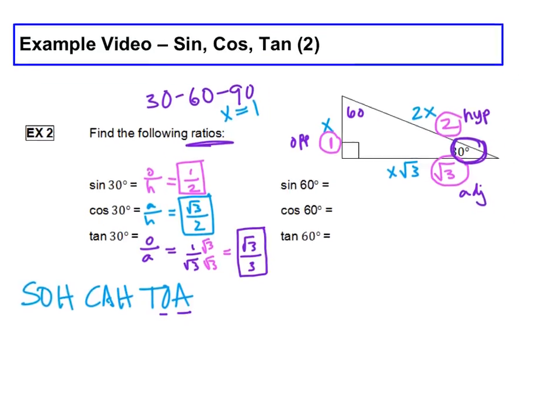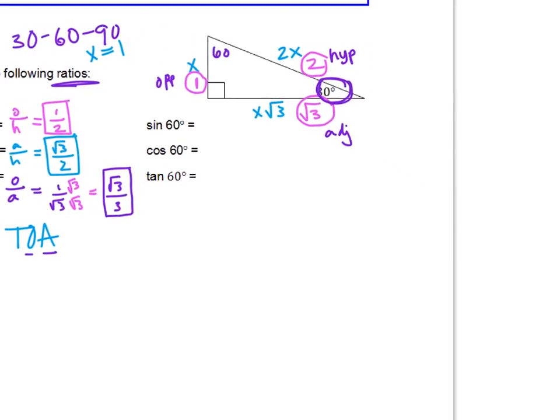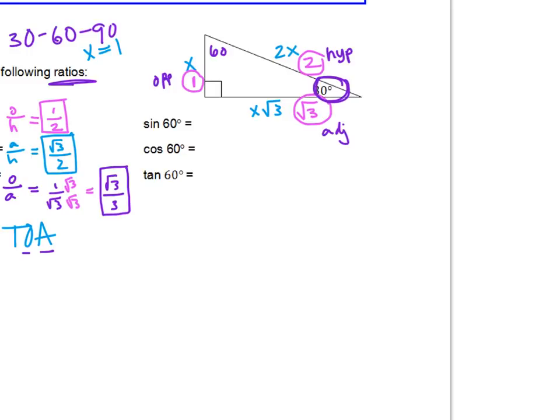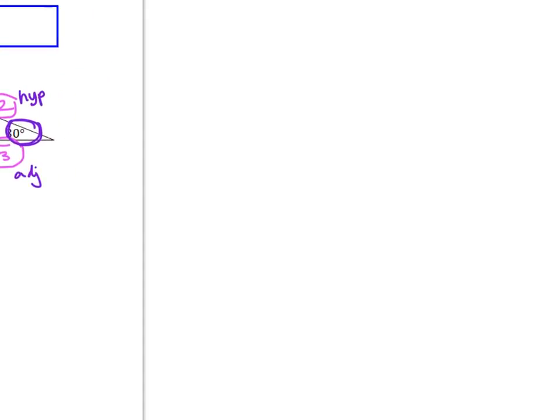All right, so now the sine, cosine, and tangent of angle 60. What I'm going to do for this one, I feel like I should rewrite this problem because I'm running out of room. I'm going to go ahead and redraw the triangle. But then I have to remember what the triangle looks like.